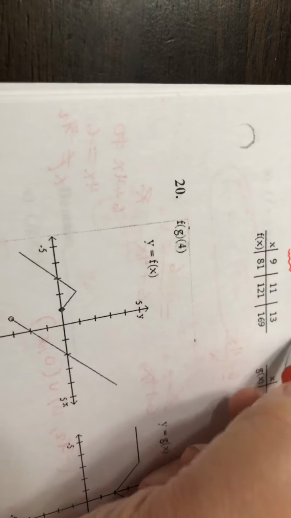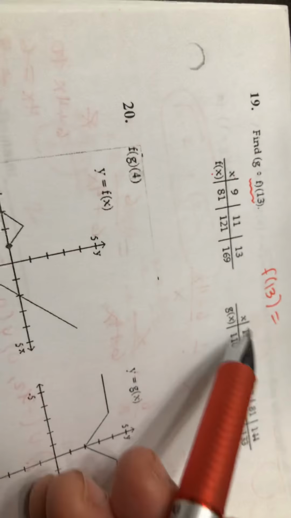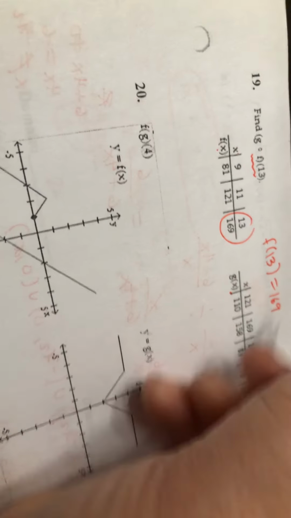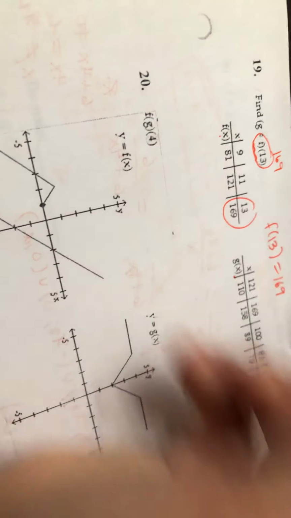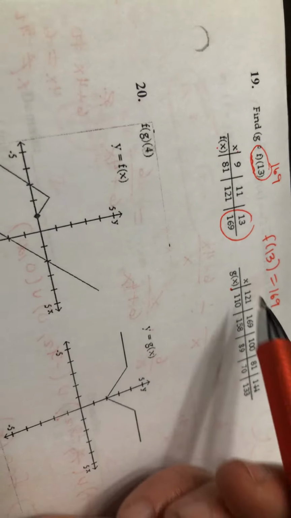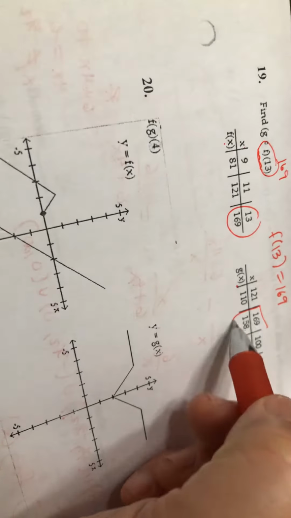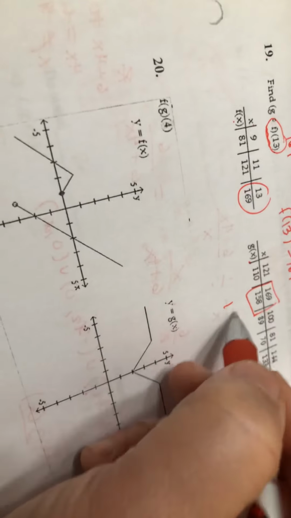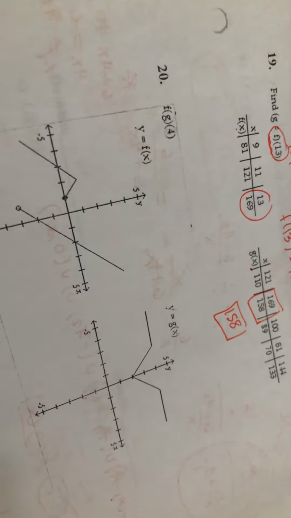Okay, let's turn this over. We're going to finish this quickly. All right. Okay, this is a composition function. So we want to find f of 13. So this is x, this is f of x, this is x, this is g of x. So f of 13 is 169. So this guy is 169. So now we plug 169 in the g equation, and when we do, we get 158 as our final answer.